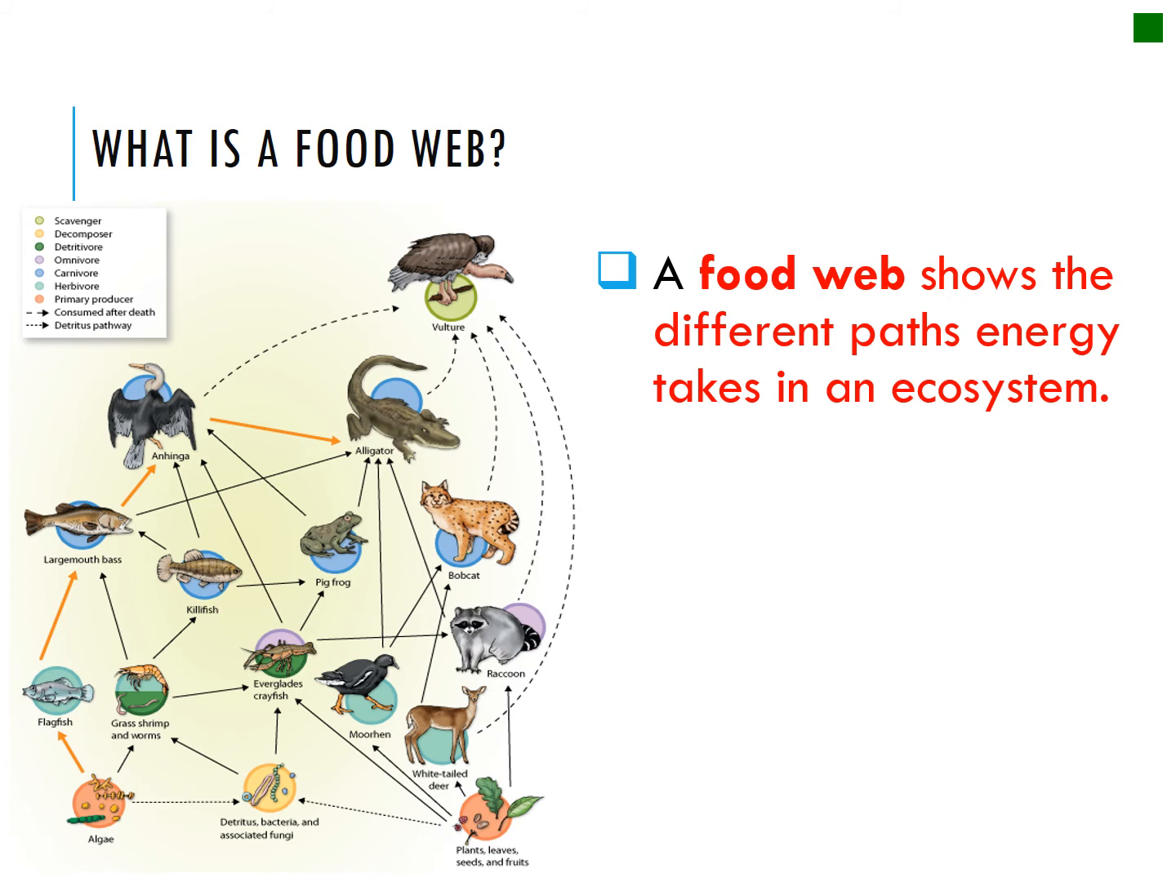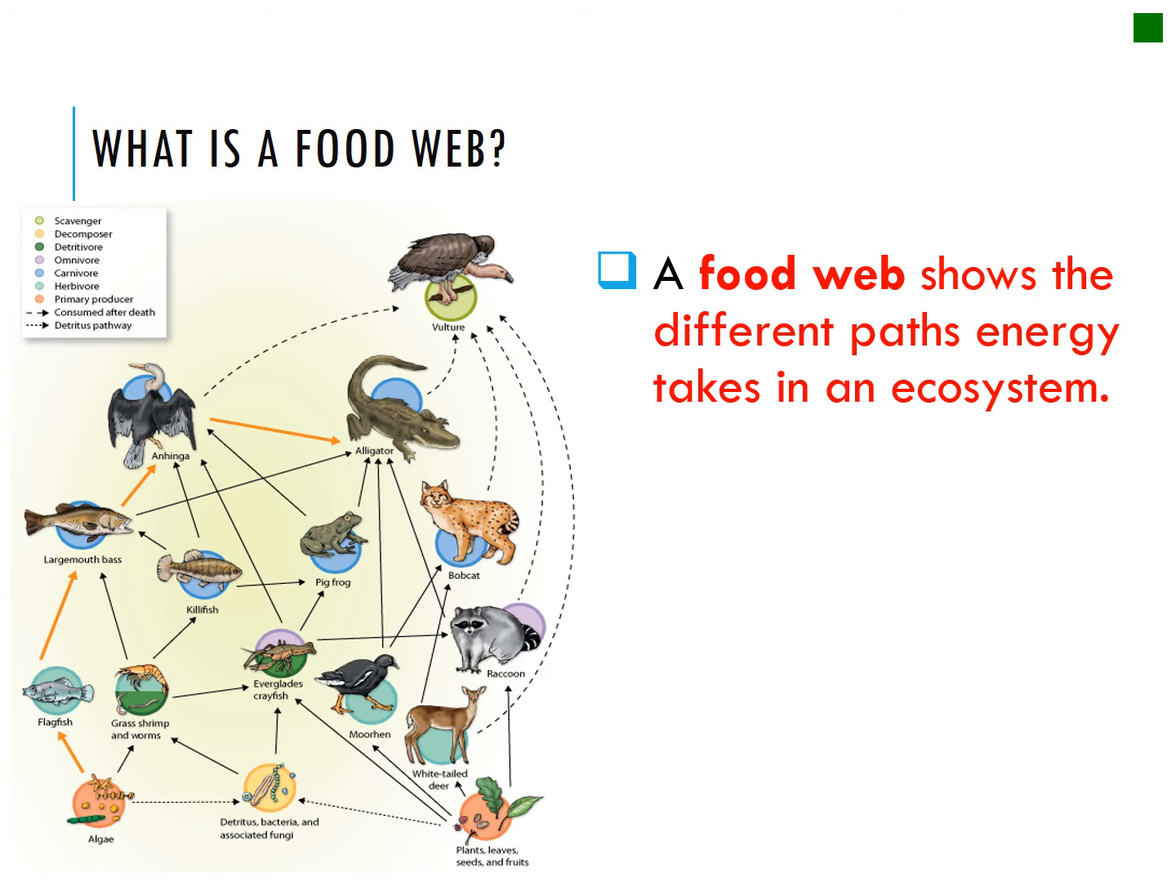If we start with our producers, let's say algae, in the bottom left hand corner, and we go upwards and follow the arrow to the thing that is eating the algae, let's say we go to this thing called flagfish. That's my primary consumer, and it's going to be eaten by a largemouth bass. Now this is my secondary consumer. It's a carnivore that's eating an herbivore.